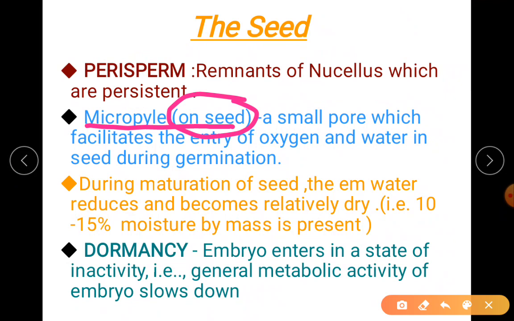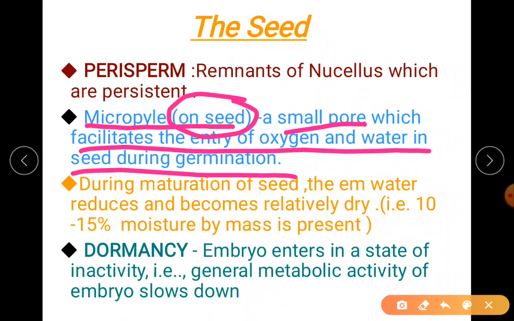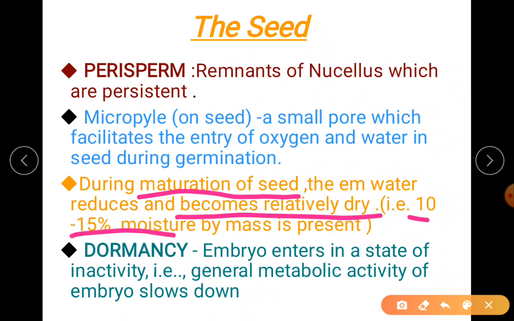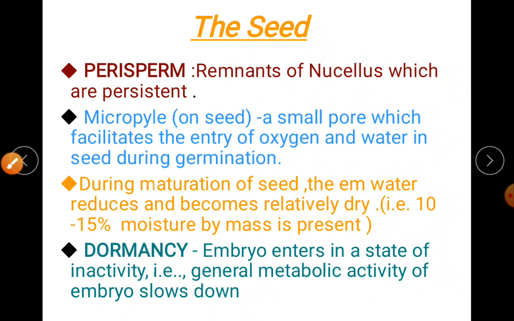Micropyle in the ovule is for entry of the pollen grain. It is an opening. Whereas on a seed, it is a small pore which facilitates the entry of oxygen and water into the seed during germination. In a mature seed, the water will be completely or relatively reduced to 10 to 15 percent moisture content by mass.